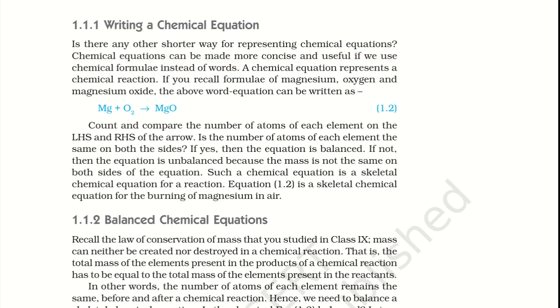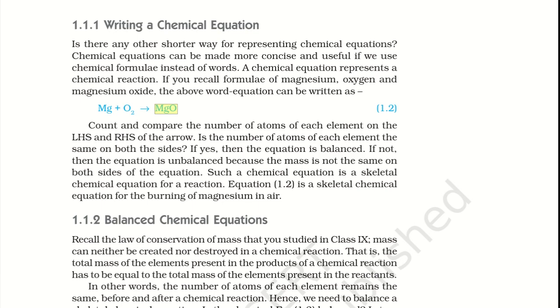If you go through here, a chemical equation represents a chemical reaction, and here you can see the formulas for magnesium, oxygen and magnesium oxide. It can be written like this: Mg, that is magnesium, plus O2, that is oxygen, gives MgO, that is magnesium oxide. So this is a much shorter way to write a chemical equation.